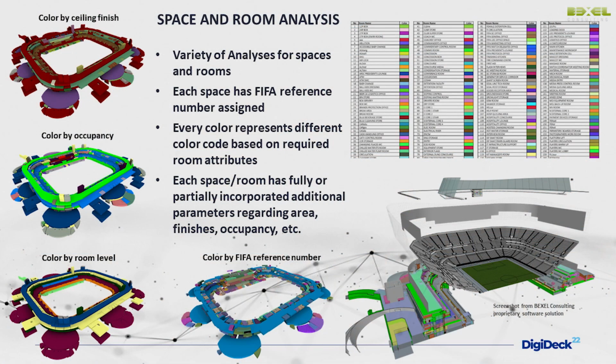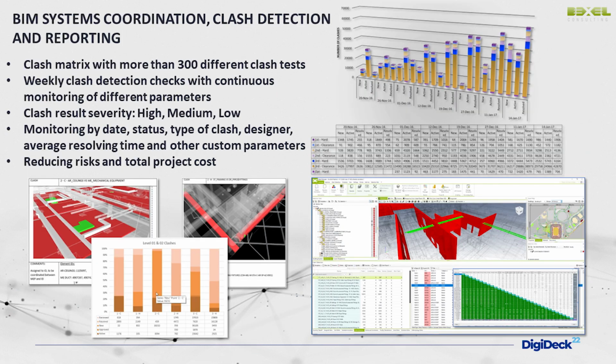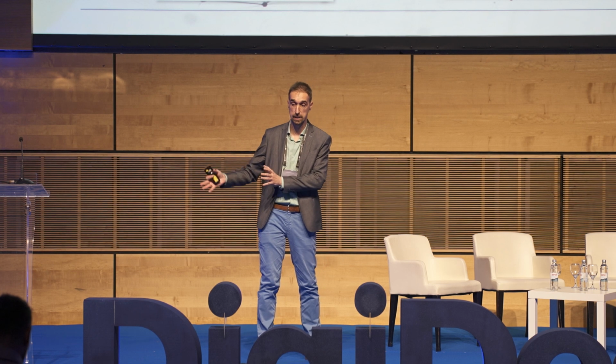So again, we used color coding options to colorize different zones and rooms and areas. The next, let's say, really important thing on every project is coordination, collision checks. For these purposes, every week we performed multidisciplinary clash detections, and we created more than 300 clash detection jobs, checking each discipline versus different disciplines for different types of distances, collisions, and so on.